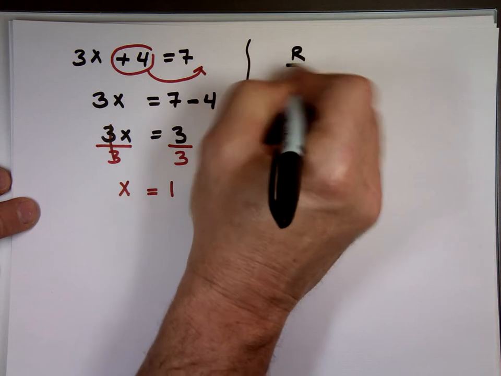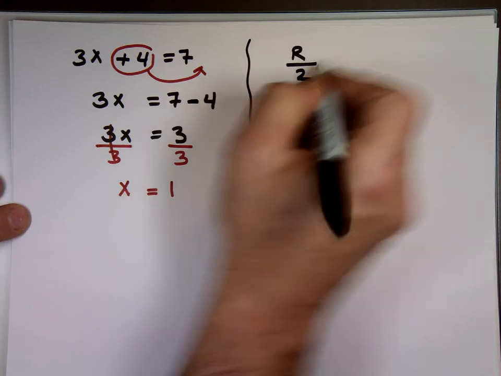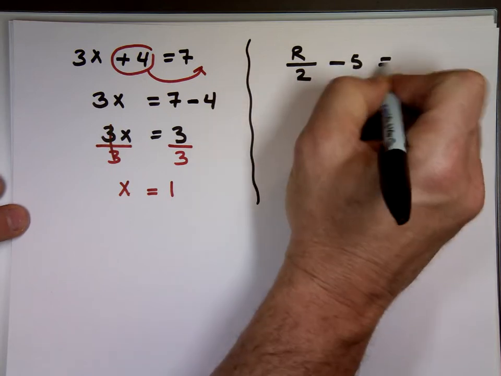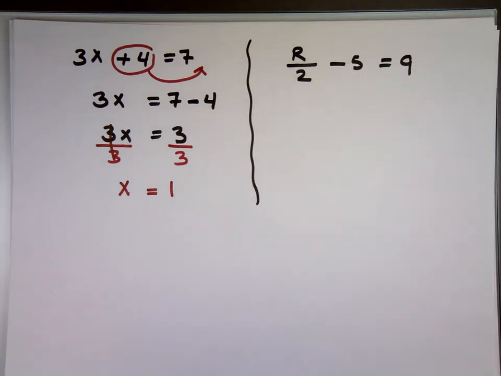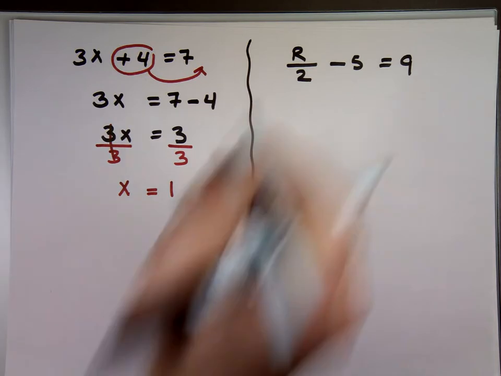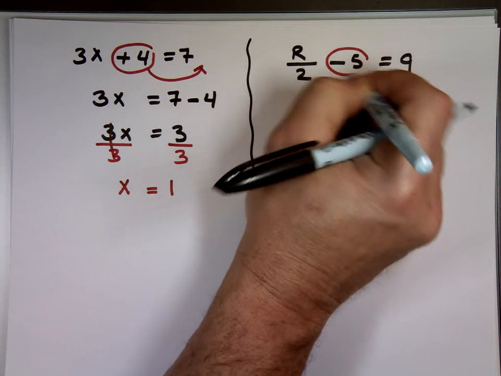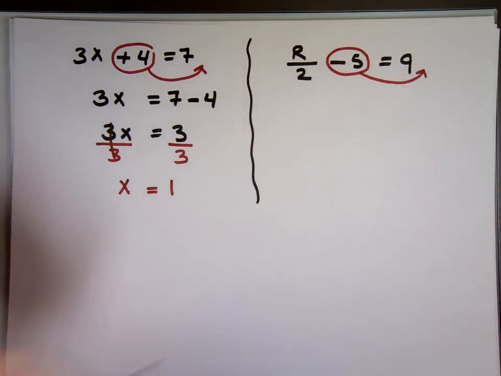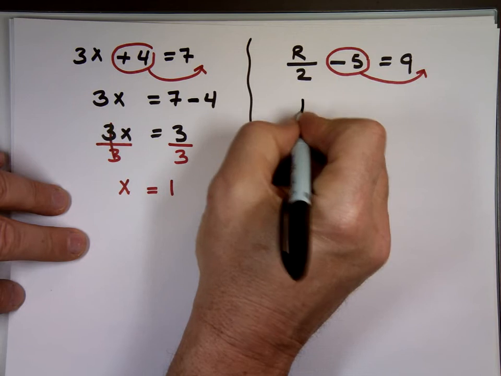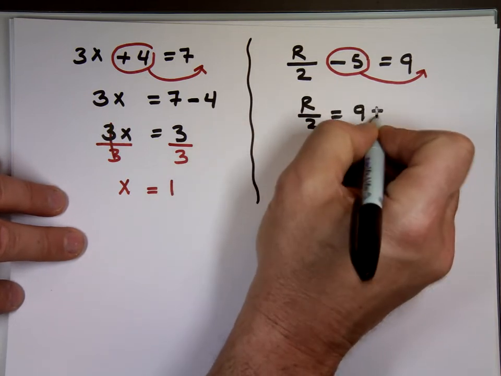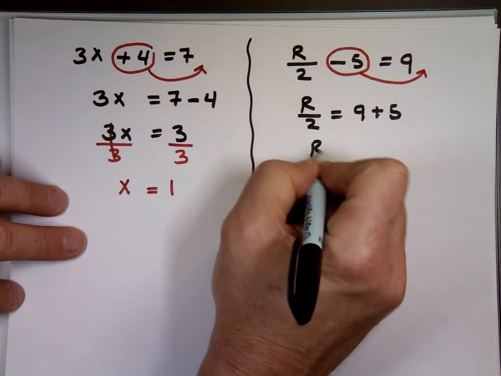R over 2 minus 5 equals 9. The same thing. This is a minus 5. I'm going to move that to that side. R over 2 equals 9 plus 5. What's 9 plus 5? 14.